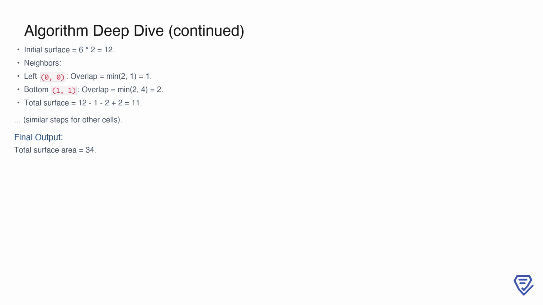Similarly, we calculate the surface area for each remaining cell, adjusting for overlaps and including the contributions from top and bottom faces. After processing all cells in the grid, the total surface area for this example grid is 34. This step-by-step process ensures that we accurately calculate the visible surface area while avoiding double-counting overlaps. By iterating over all cells and handling edges and boundaries appropriately, the algorithm provides the correct result efficiently.